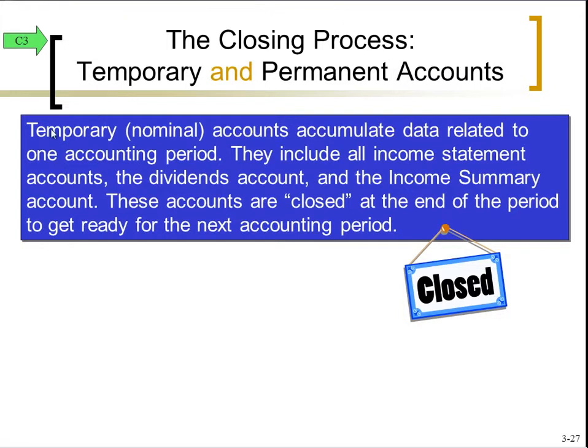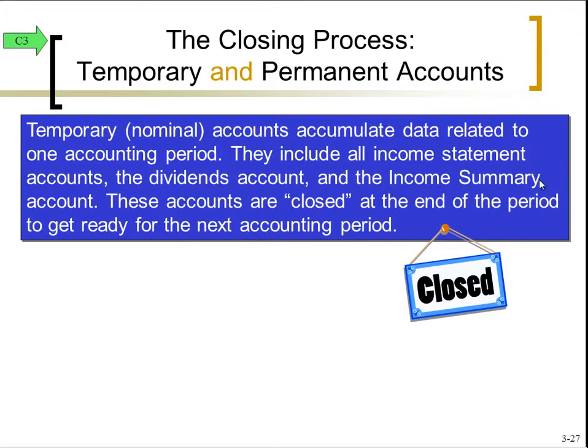So certain accounts that are known as temporary or nominal accounts, they give us the data just for one period. For instance, our revenue accounts, our expense accounts, and the dividend account, they give us the information for just that one period, and we want to start the next year fresh from zero. There's an account called the income summary account that some companies, some computer systems use.